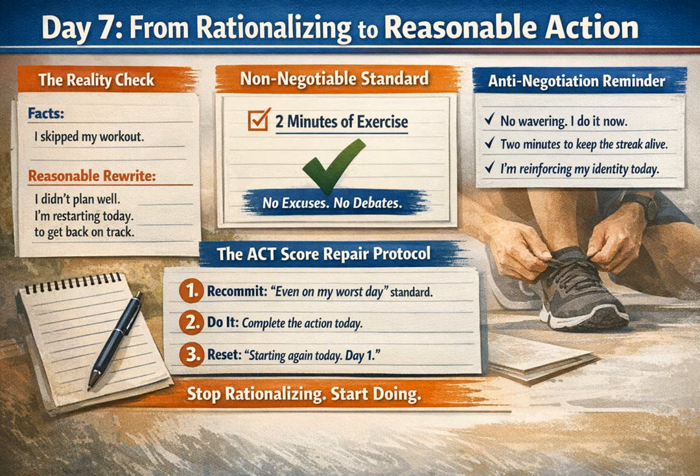By the end of today, you'll have 3 things. 1, a reasonable explanation of what happened. 2, a non-negotiable standard for action. And 3, an ACT score repair protocol for when you mess up.